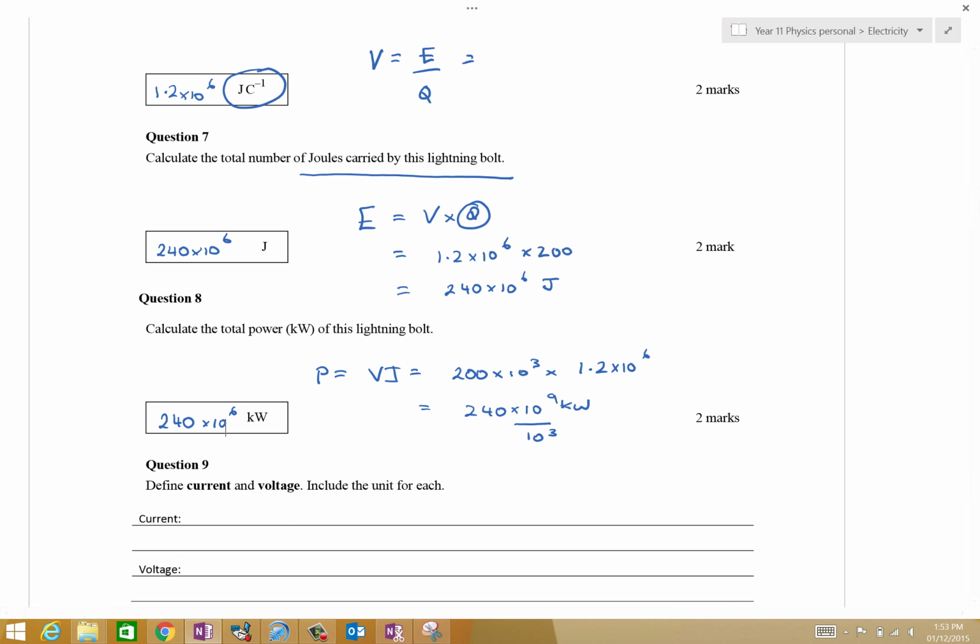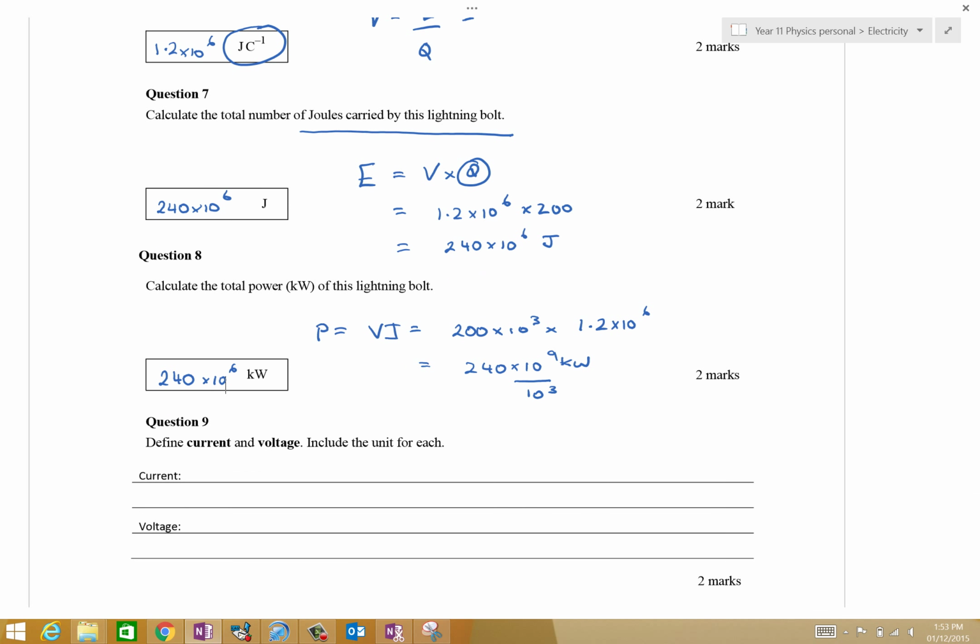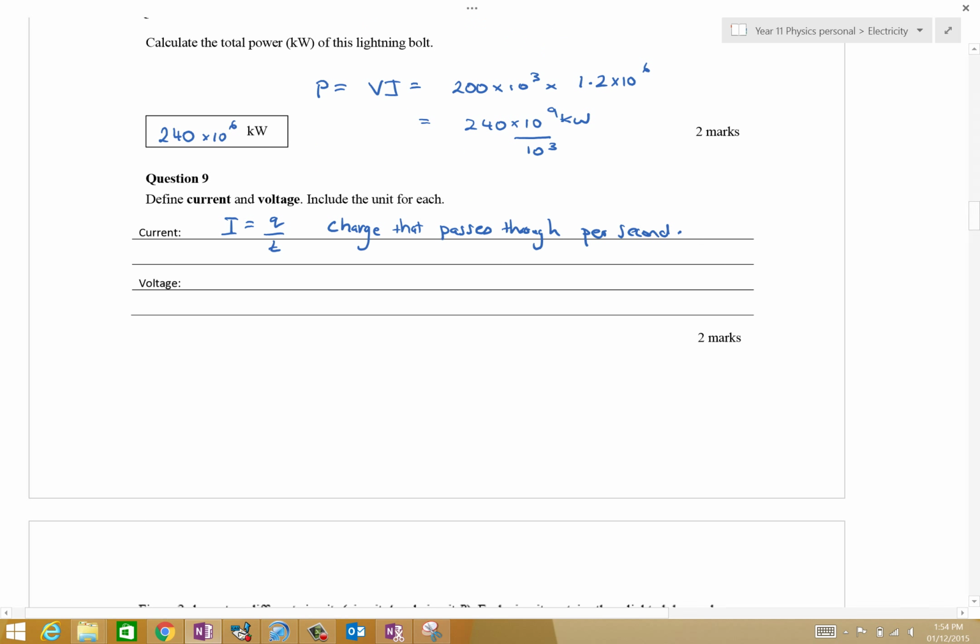In particular though, now it says here define current and voltage. Well, what is current? First of all, let's have a look at it. I equals Q on T, that will tell you a lot. So we can say that it's the charge that passes through per second. So in other words, 1 amp is 1 coulomb of charge per second, isn't it? And voltage, I'll get you guys to do that.